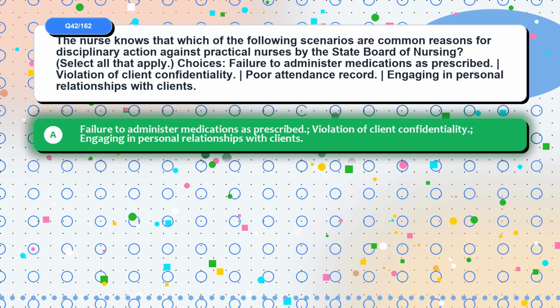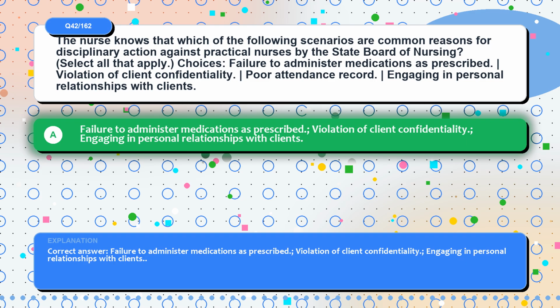The correct answer is option A: failure to administer medications as prescribed, violation of client confidentiality, engaging in personal relationships with clients.